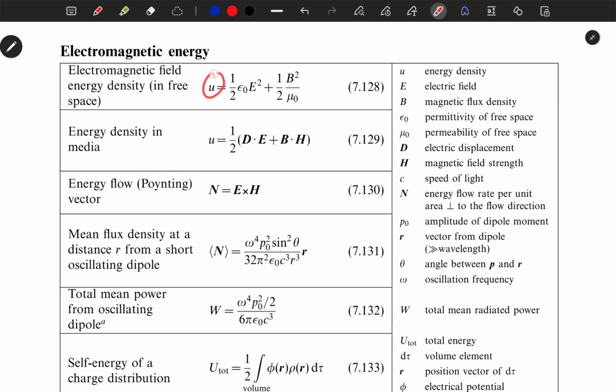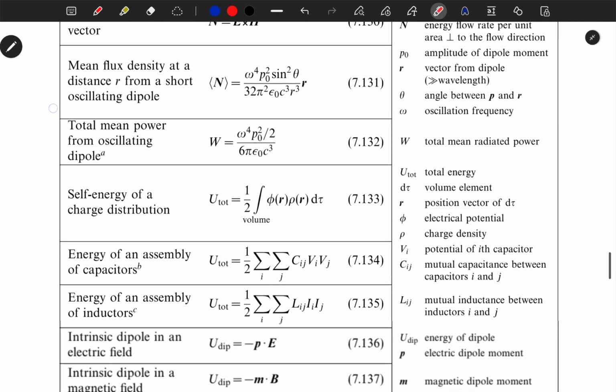Electromagnetic energy U equal to electric energy plus magnetic energy: half of epsilon E square plus half of B square by mu. Energy density of a medium: half of (D dot E plus B dot H). Energy flow or Poynting vector N equal to E cross H. Mean flux density N proportional to omega to the power 4. Total mean power W proportional to omega to the power 4.